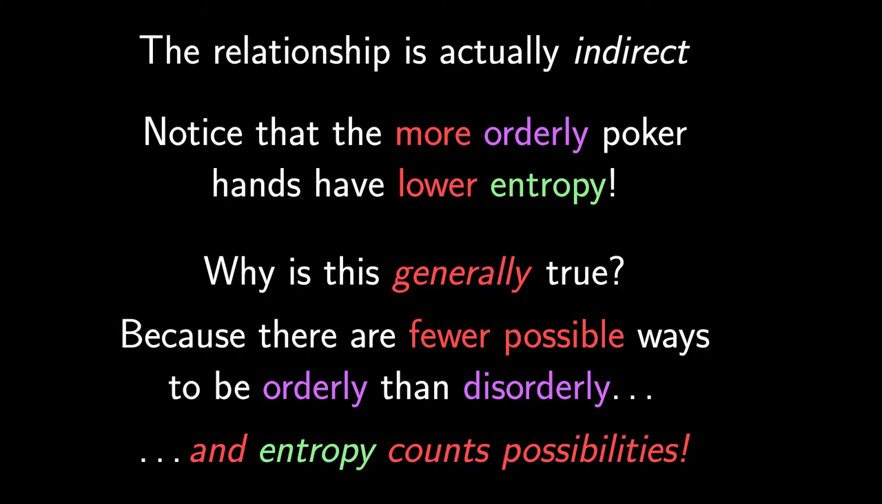If I describe something and say its macrostate is some particular thing that happens to be nice and well-ordered, there are just fewer different specific microstates, fewer combinations that will produce that simple, orderly case. Something that is highly disordered can be achieved in many, many different ways. So that's why this is generally true. And remember, entropy counts possibilities. So macrostates that are highly disordered, which have many possibilities, have a higher entropy.